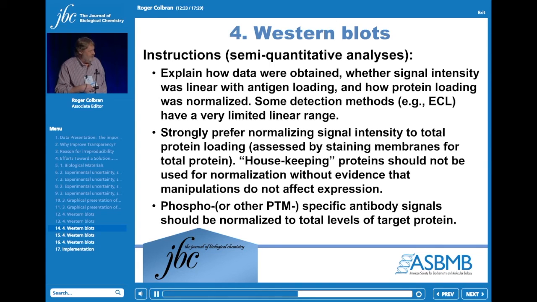And this is best assessed by staining the actual membrane you're blotting for total protein using something like Ponceau S or Amido Black. And we discourage the use of housekeeping proteins, so a lot of people will normalize to actin or GAPDH or tubulin or some other marker protein, and we certainly don't encourage that. And really, if you're going to do that, it's really critical. We want some evidence that the housekeeping protein you've chosen is not altered by your experimental manipulation.